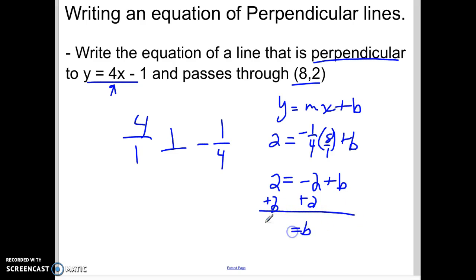My equation of the line with a perpendicular slope of -1/4 is going to be y equals -1/4 x plus 4.